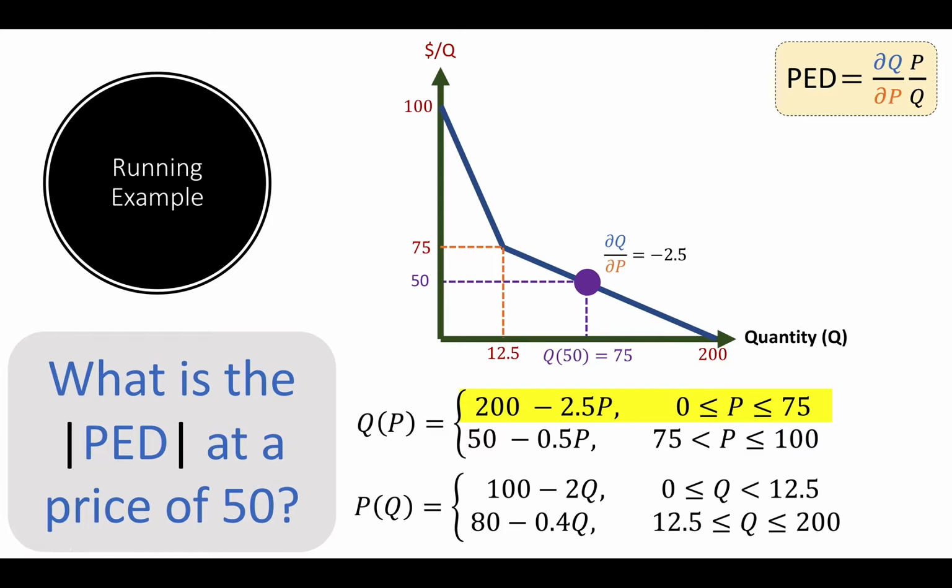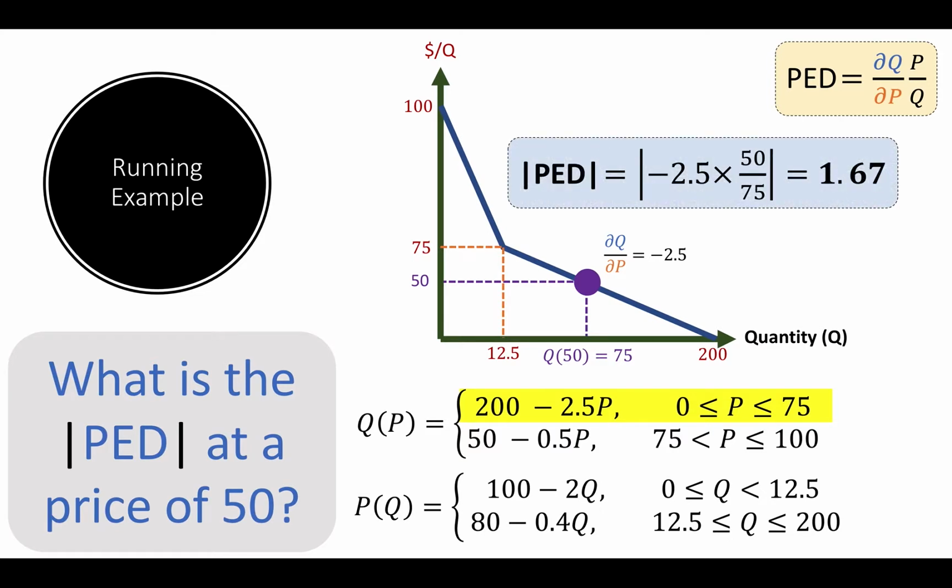Okay, so now, how do we put that all together? Well, we just take the PED formula. We've got the slope here, multiplied by the price, 50, divided by the quantity, 75. If I do minus 2.5 times 50 over 75, I get like 1.6 repeating, so just approximate it as 1.67.